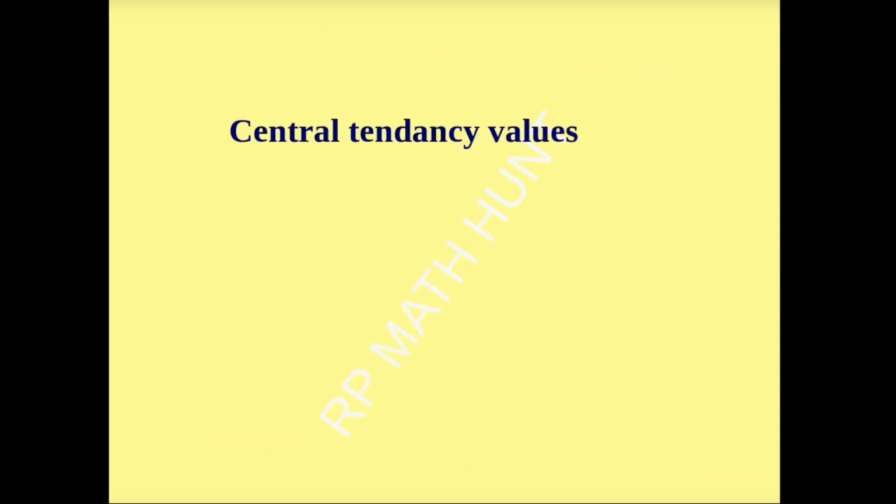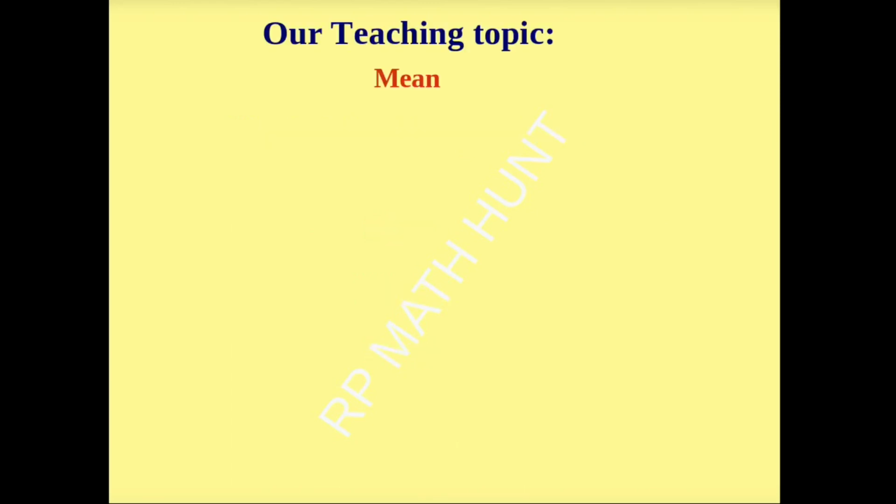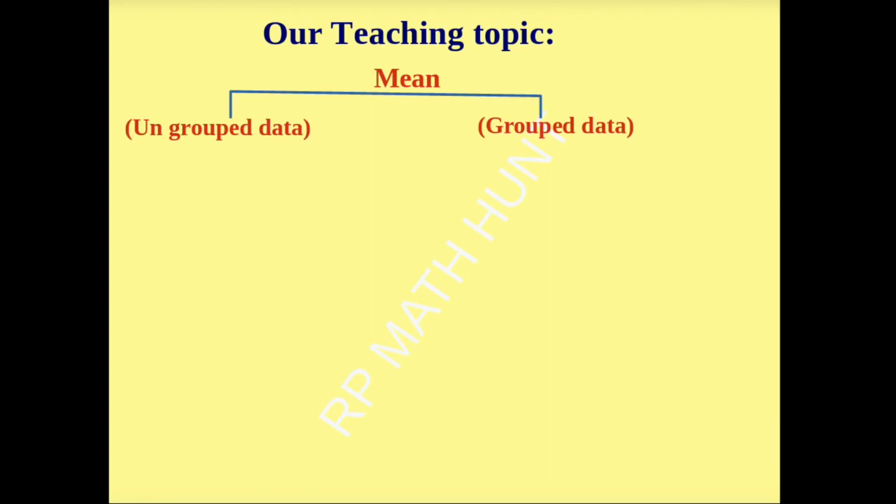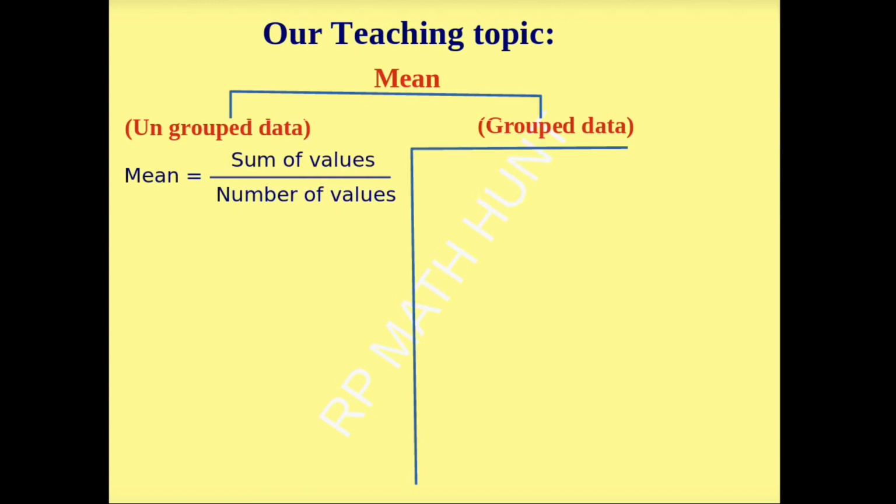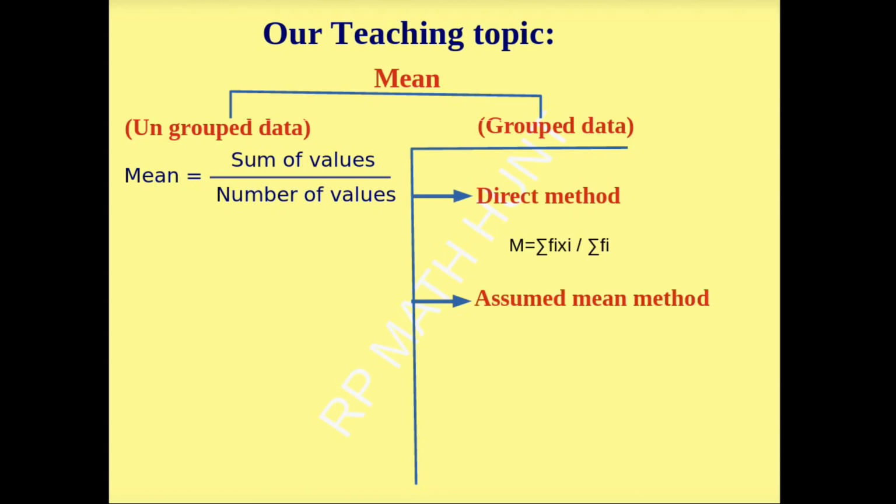Central tendency values: mean, median, mode. Our teaching topic today is mean. Ungrouped data and grouped data. For ungrouped data, mean is equal to sum of the values divided by number of the values. For grouped data, we use the direct method, assumed mean method, and step deviation method.